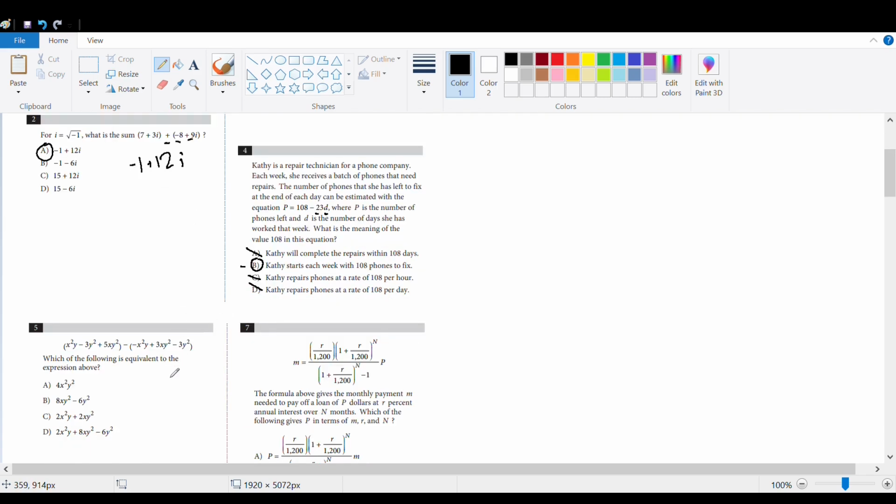So 5, which of the following is equivalent to the expression above? Be careful with this negative because you have to distribute it to the entire expression here. Because this is negative x squared y, it will become plus x squared y because you're multiplying. Imagine that instead of just being a negative, this is a negative 1. If you multiply negative x squared y by negative 1, you just get positive x squared y.